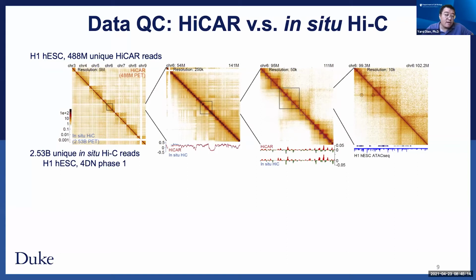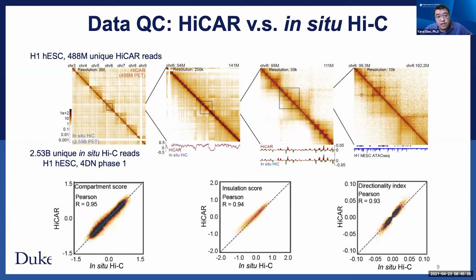uniquely mapped reads. If you look at the contact matrices at different scales, you can see the HiCAR contact matrix is very similar to the Hi-C contact matrix. And if you look at the 10 kb resolution zoomed-in view, you can see HiCAR actually gives a similar or even better resolution compared to the deeply sequenced Hi-C library. We also compared compartment score, insulation score and directionality index, and all these data are very similar to the data obtained from in situ Hi-C.